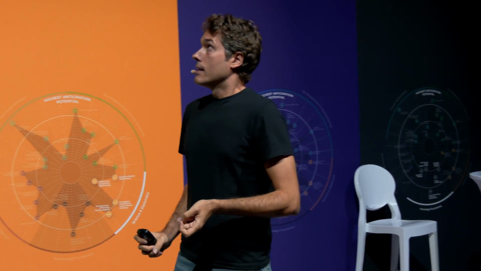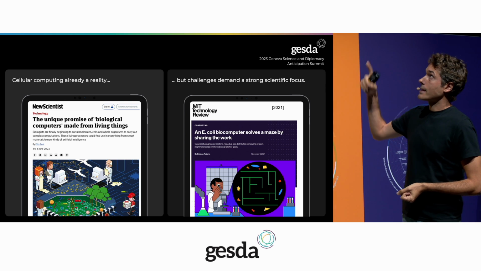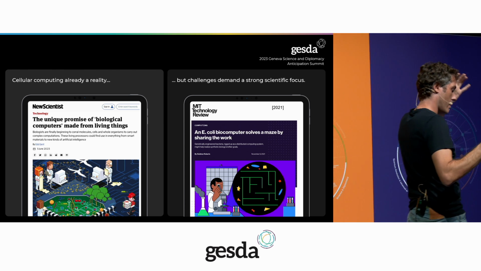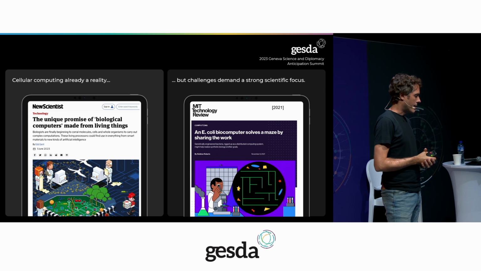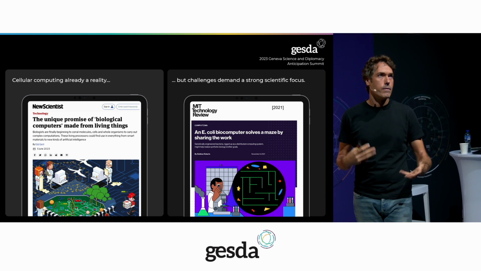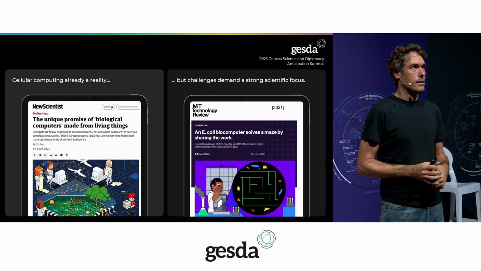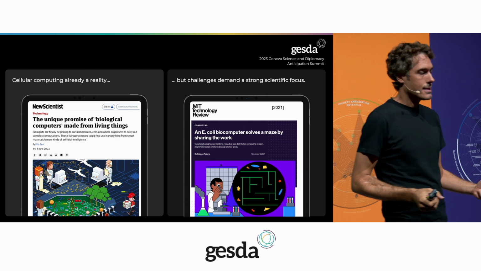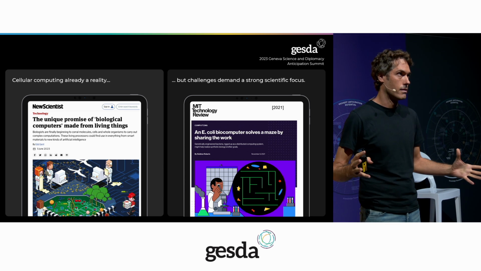So cellular computing is already here. This is not science fiction. In the previous year, I was interviewed by a couple of very big public media, the MIT Technology Review and New Scientist, on this new flavor of computing. So cellular computing is here, and in 5 years, I would say, we need to make this science a little bit more robust till it becomes relatively routine in laboratories.